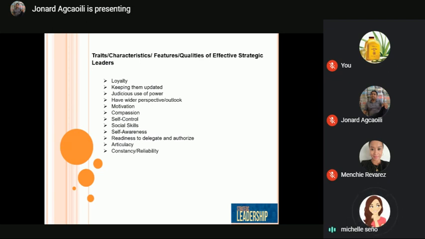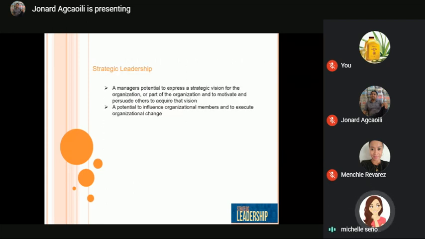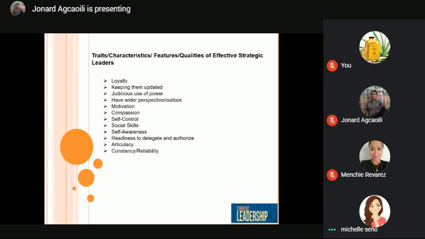So, yung strategic leaders daw po ay merong mga qualities, so next. Traits and characteristic features, qualities of an effective strategic leader. So, loyalty.